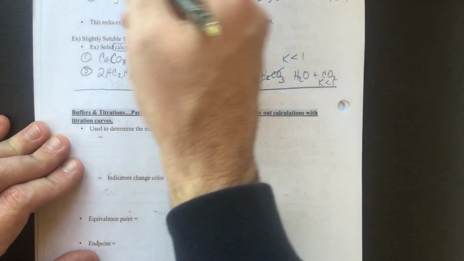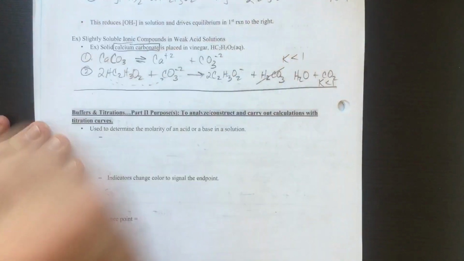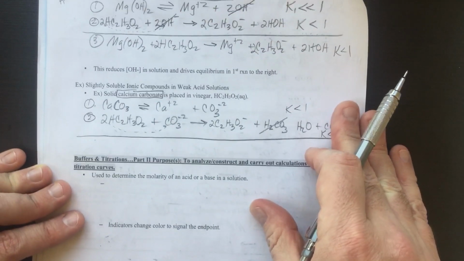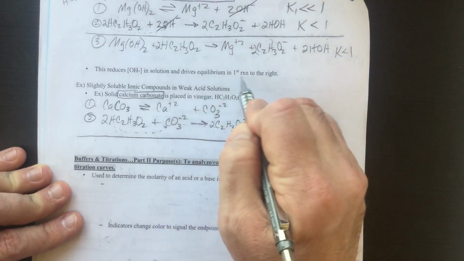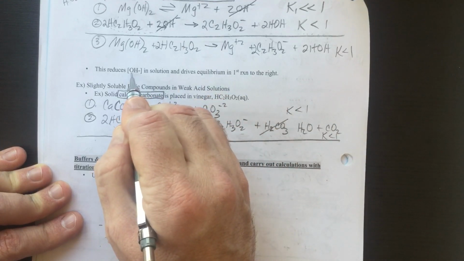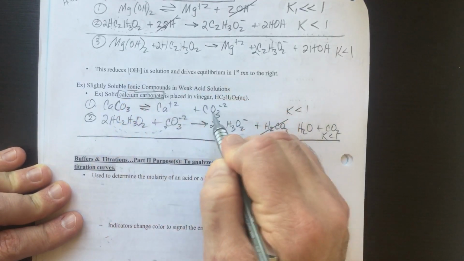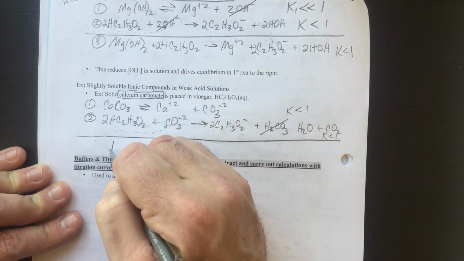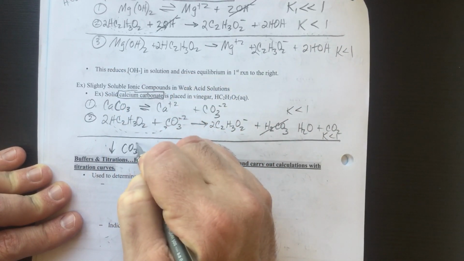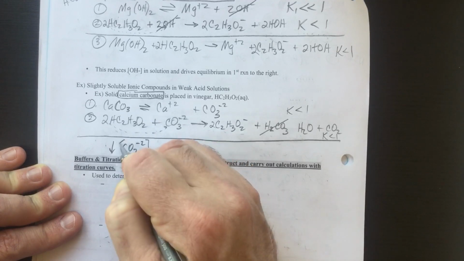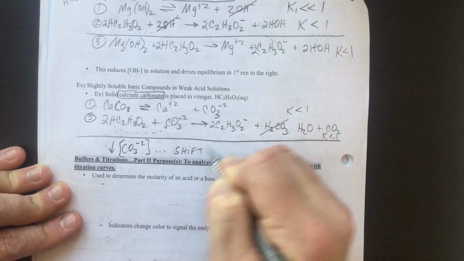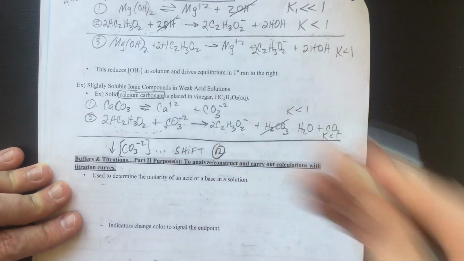So both the first example on page 8 and the second example on page 8 are causing these systems to shift right. This reduces the hydroxide, this reduces the carbonate, so virtually the same kinds of things can be said here. You lower the carbonate concentration, and the system shifts to the right. System number 1 shifts to the right.